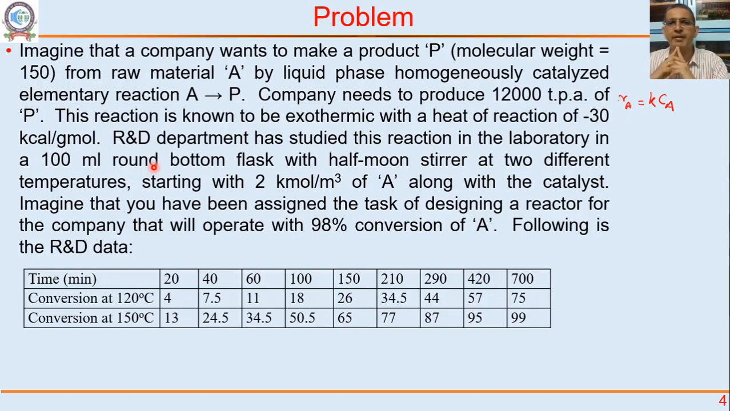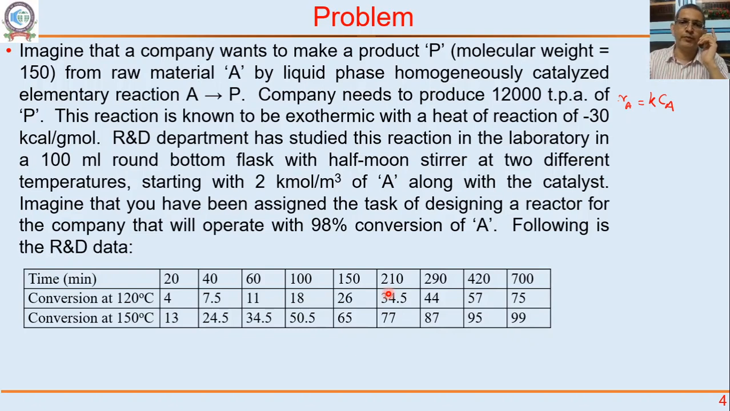Imagine that you have been assigned the task of designing a reactor for the company that will operate with 98% conversion of A. So obviously you will go to R&D and look at their data, and this is the data that R&D has given you. Let's say after 20 minutes at 120 degrees centigrade, conversion is 4%, 40 minutes 7.5%, 60 minutes 11%, and so on. They also conducted the reaction at 150 degrees centigrade. In 20 minutes the conversion is 13%, 40 minutes it is 24.5%, 60 minutes it is 34.5%, and so on. This is the data made available to you from R&D.